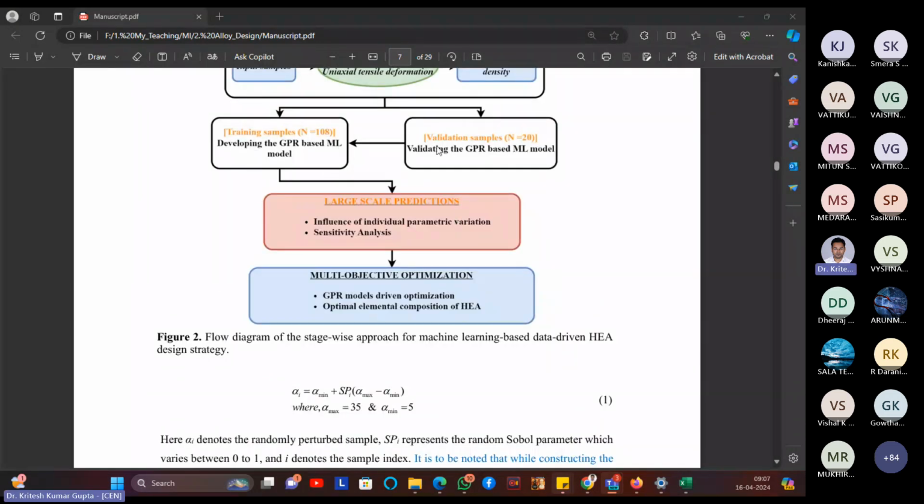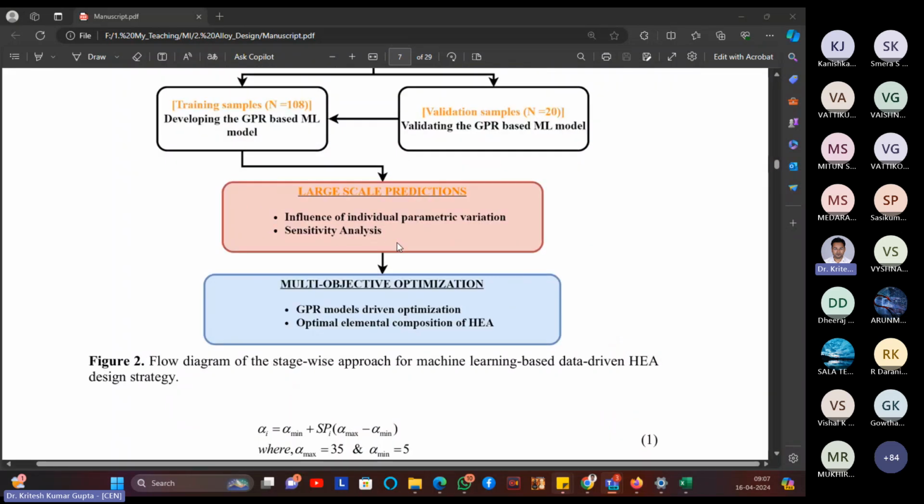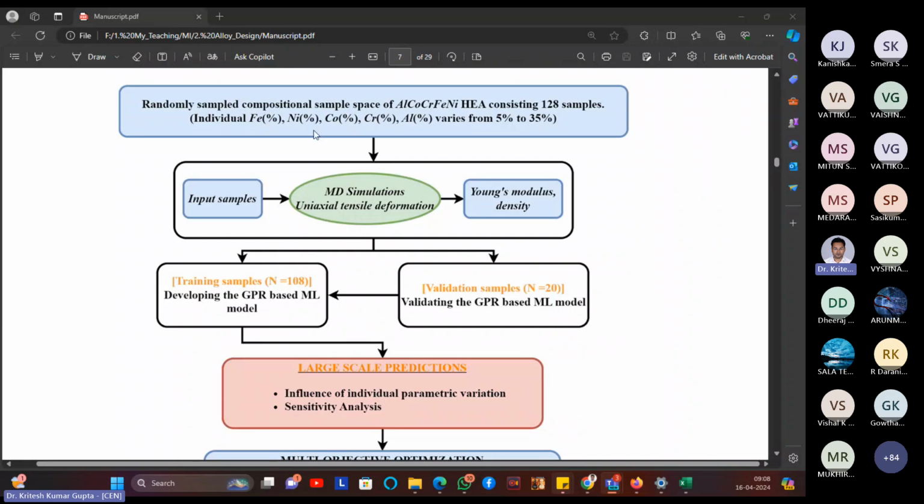Okay. Next, once the model is constructed, I use this model for large scale predictions. So what was the large scale prediction for? The influence of individual parametric variation. What happens if an individual parameter is varying? Okay. So if I have these five features, if aluminum alone is varying, what will happen to the stiffness and density? If chromium alone is varying, what will happen to the stiffness and density?